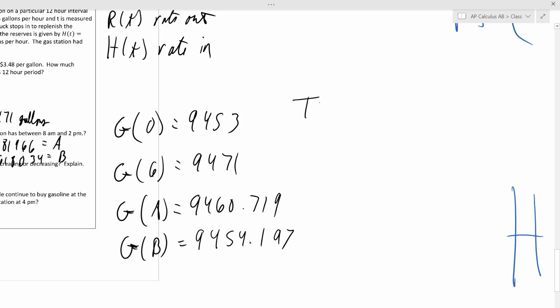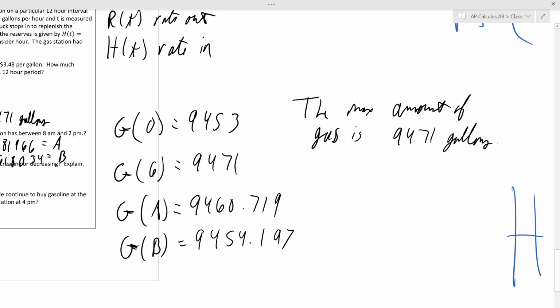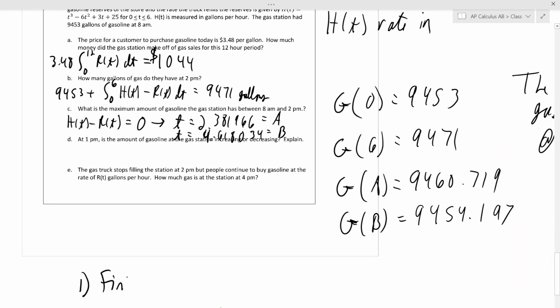So, write a little sentence answering the question. The max amount of gas is 9471 gallons. Remember your units. At T equals 6 hours. All right, so pretty standard.